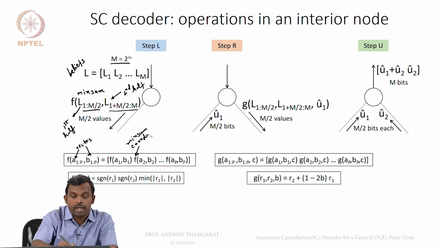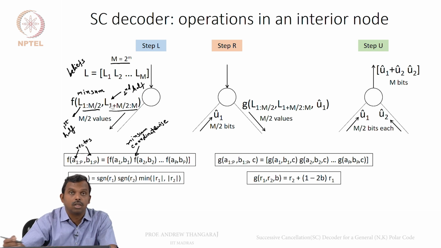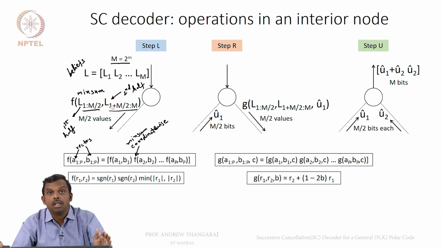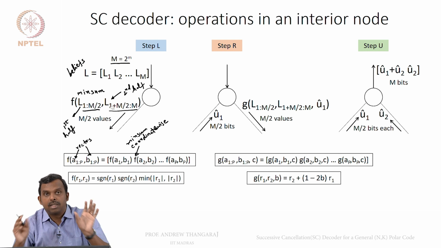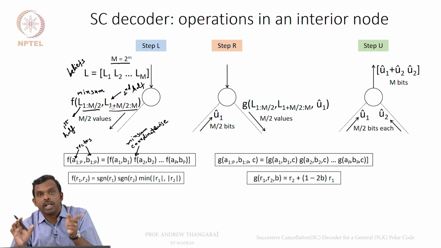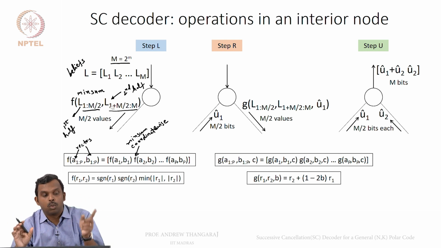Okay, so I apply it coordinate wise. And that's what happens there on the node also. So in step L, the node takes its m incoming messages and splits it into 2 and applies min sum coordinate wise. So L1 and L(m/2+1), L2 and L(m/2+2), like that. Okay, so that's how it does.